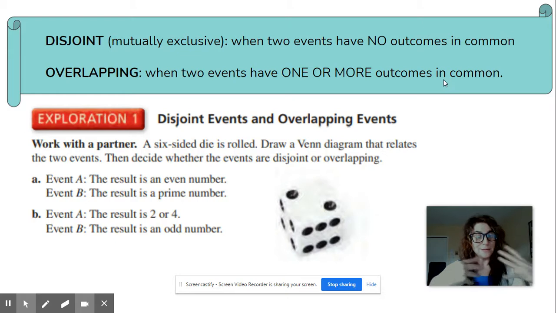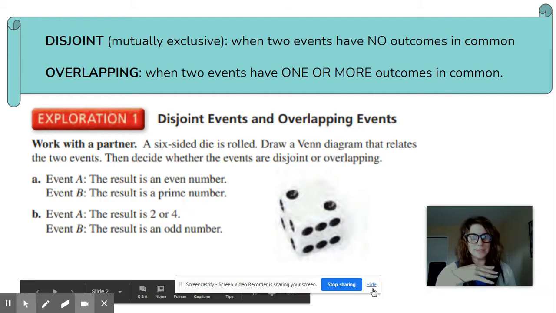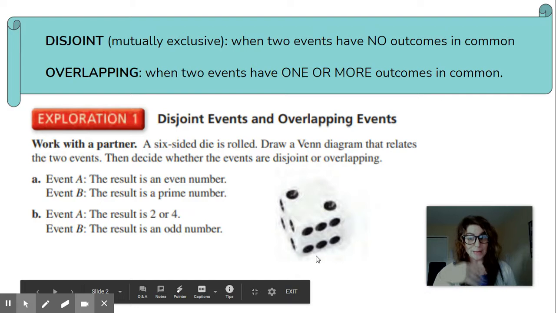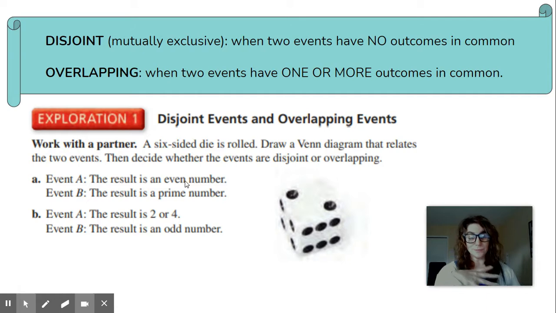Overlapping is, obviously, what it sounds like: they overlap. They share some things. They have some events or outcomes in common between the two events. And what we're going to be taking a look at in class today is how do we decide what is disjoint and what's overlapping? We're going to start by looking at just a basic event here, the result of rolling a die and what's going to happen when you roll these dice.